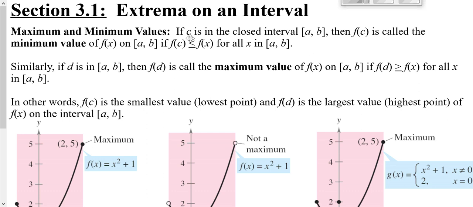So c is some number in between a and b on a closed interval. When you put that number in, if it's the lowest output of everything on that function, then it's considered the minimum value. Similarly, d is on our closed interval, and if when we substitute that into our function it's the highest output, meaning everything is less than or equal to our function's value at d, then it's a maximum value.